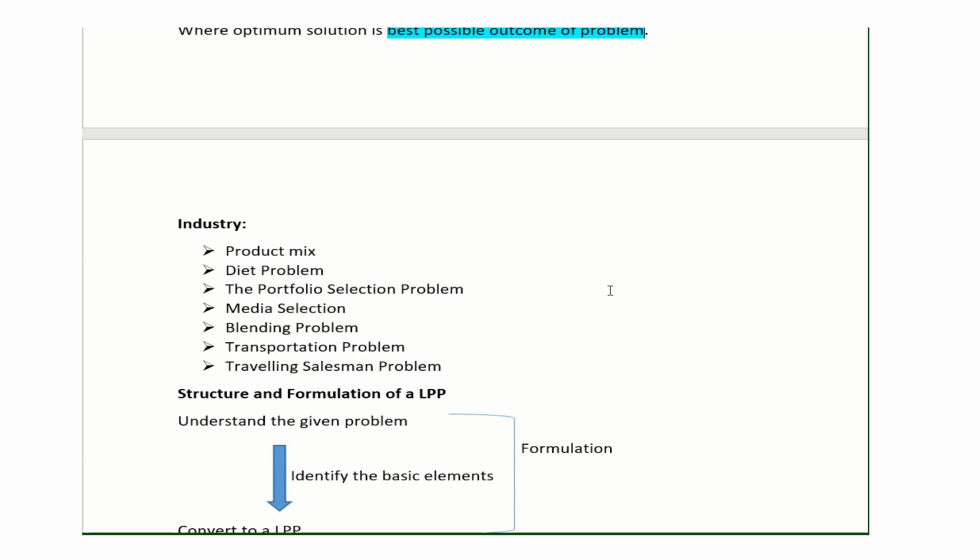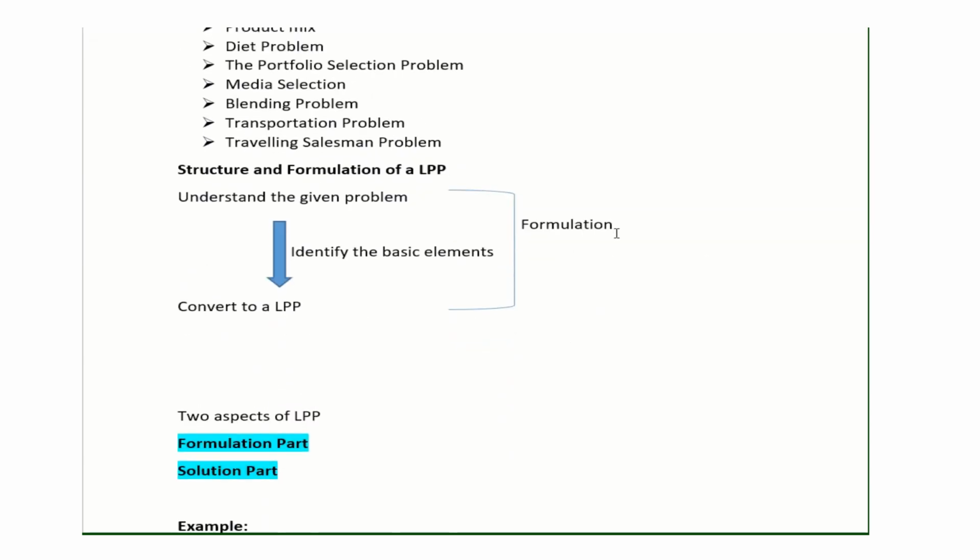In finance, it's the portfolio selection problem. In marketing, it becomes media selection. In the cement industry, it's blending. In transportation, we have the transportation problem. And for a firm, there is the traveling salesman problem. These are the various industries where the linear programming problem can be utilized, in various resources and places. Next we have to discuss the structure and formalization of an LPP.